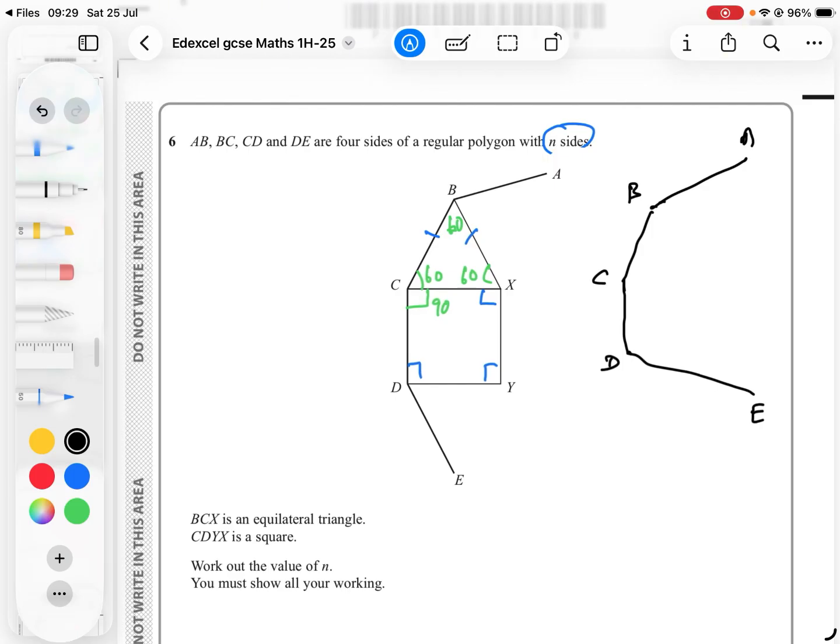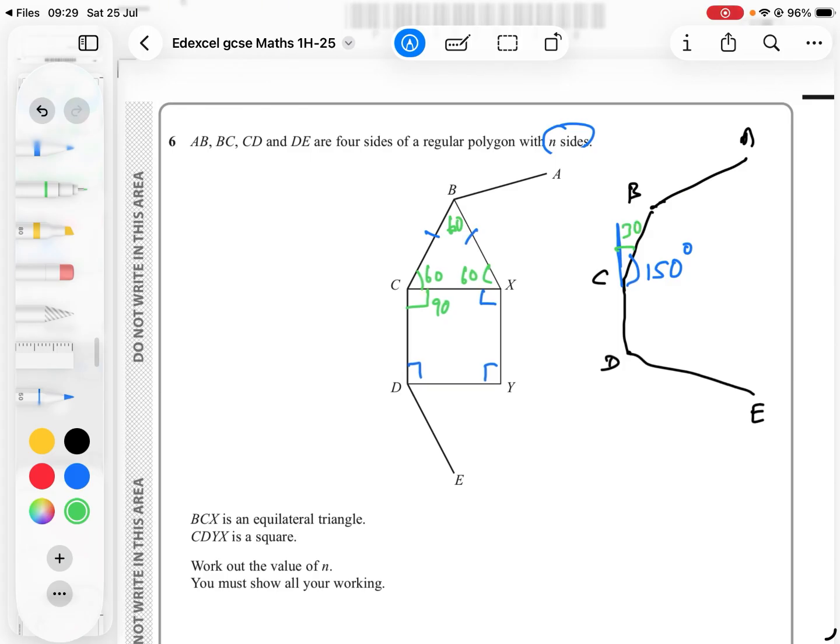So this is the interior angle 150, 90 plus 60, 150. So that means this exterior angle, altogether 180 on a straight line, so this one is 30.